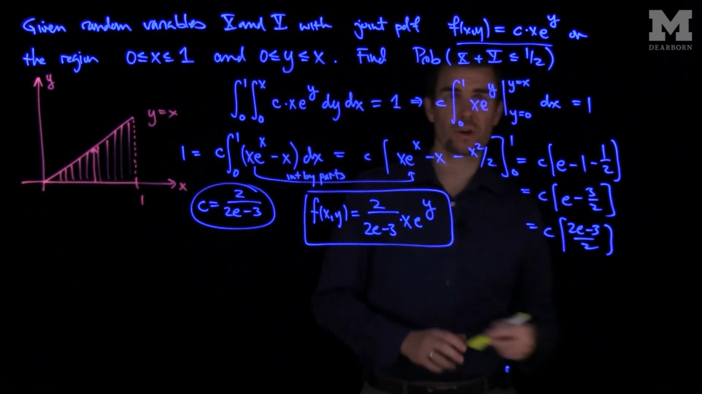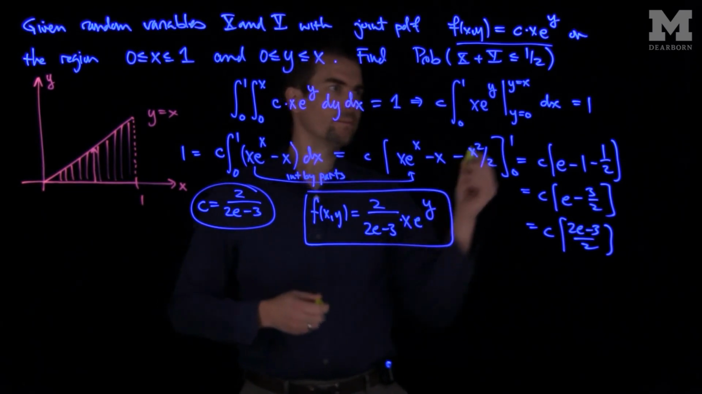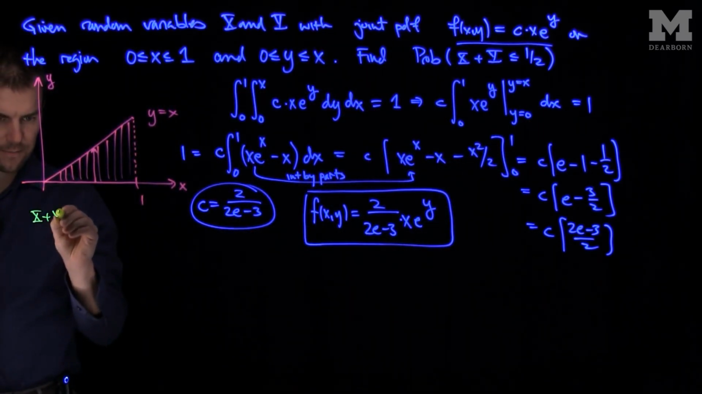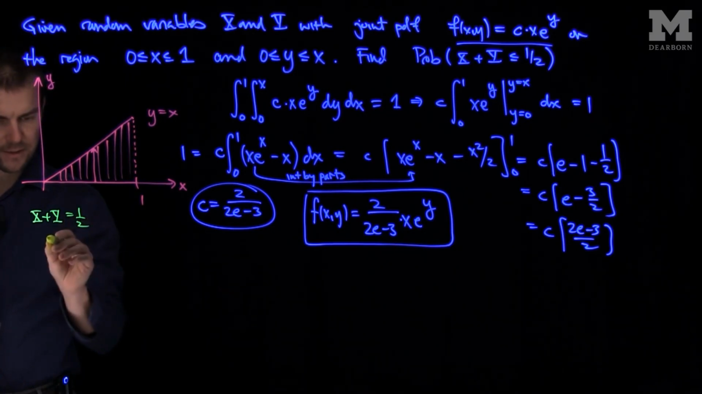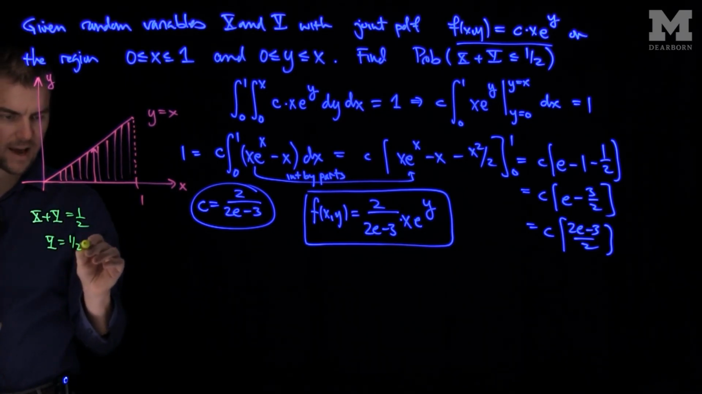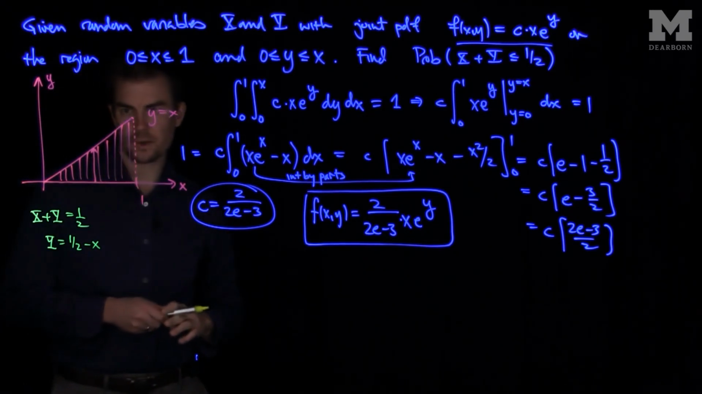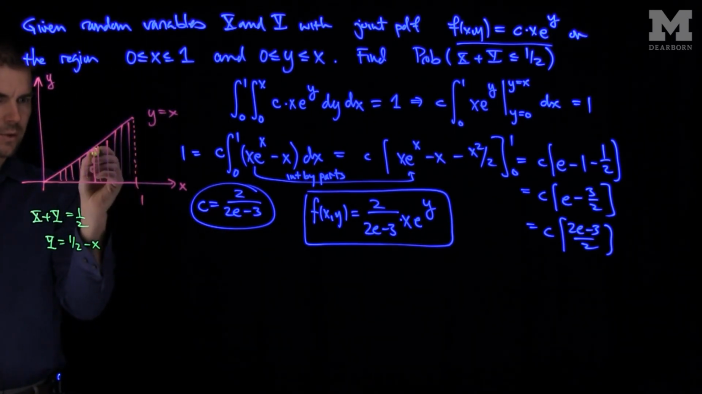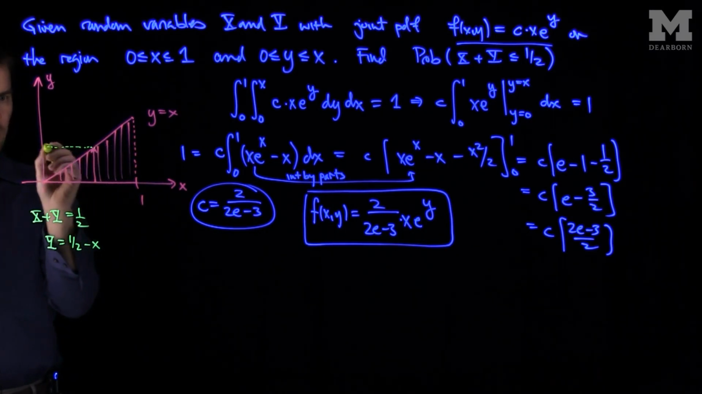So let's figure out what that region looks like. If we look at the region, x plus y is equal to 1/2, that's the same as saying that y is equal to 1/2 minus x. And so that line looks like this. It has a slope of negative 1, so this of course corresponds to 1. So the 1/2 is over here. That's 1/2.